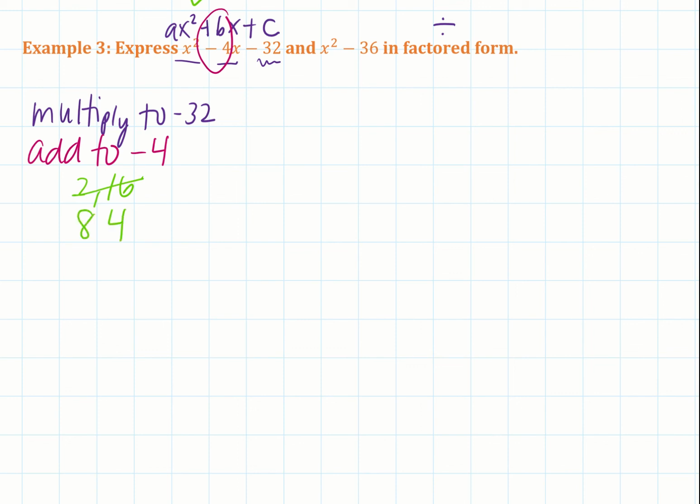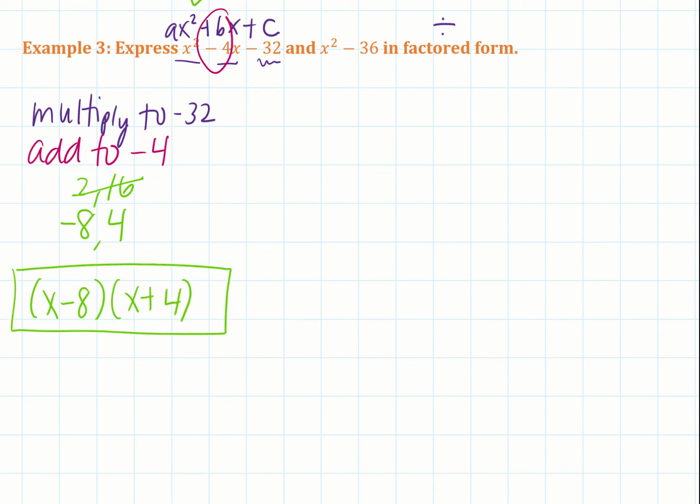Oh, 8 and 4, well, they'll add up to negative 4 if the 8 is negative. So I think we can factor this expression into the quantity x minus 8 times the quantity x plus 4. I believe that's our factored or divided term. Final answer, but let's just double check.